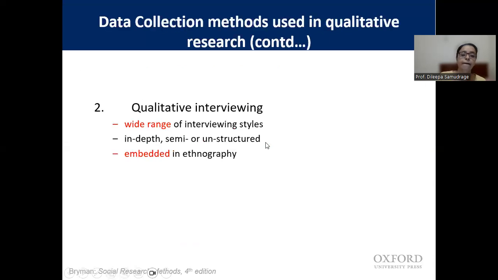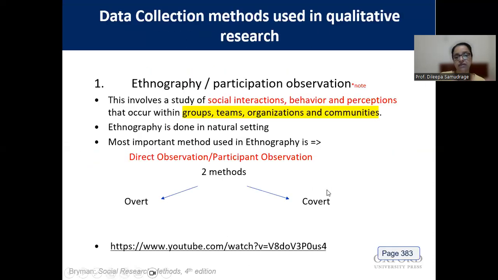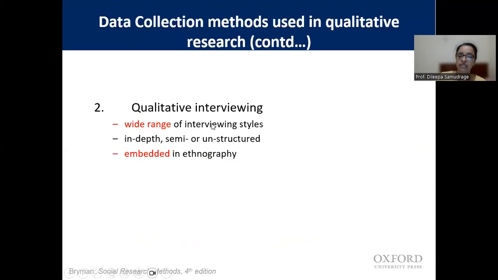Right? Okay. So this is what I was talking about, the first data collection method used in qualitative research. It's participant observation or ethnography, so we normally call it ethnographic studies. Then the second one is qualitative interviewing, right? To collect data, you can use interviews, right? There are different types of interviews that you can use.